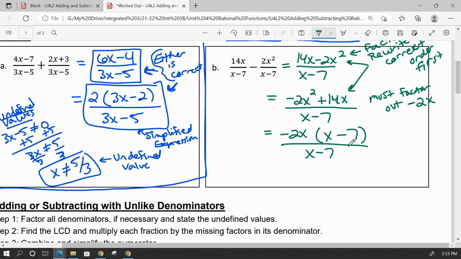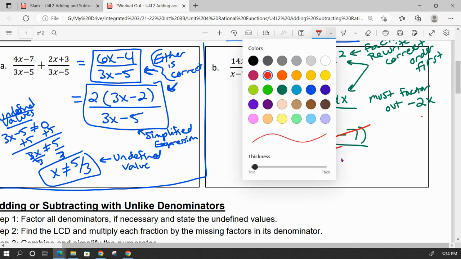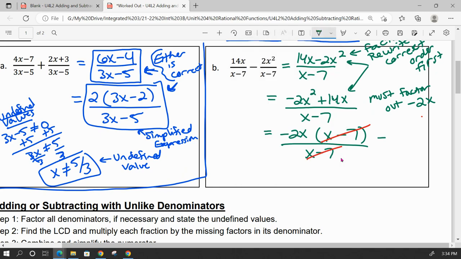So not all of your problems are going to work out this way. A lot of them do not reduce at the end, but there are a few that do. So I'm going to have some examples that show that. Your examples aren't going to be exactly like your problems, but they'll be close enough. So the x minus 7 at the top reduces with the x minus 7 at the bottom. So your simplified answer then is just negative 2x.